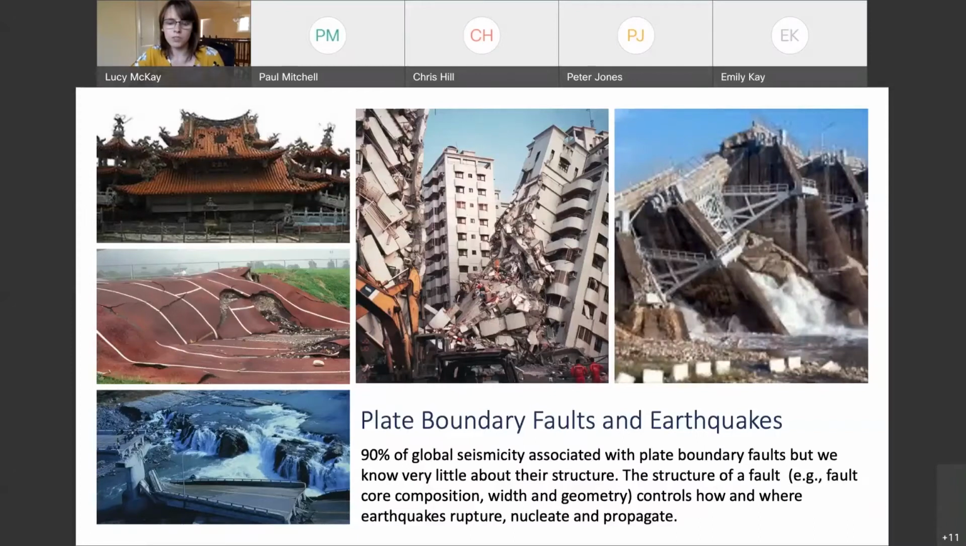Subsequent field investigations related these changes to variations in the fault structure. For example, the width of the clay zone in the fault core or the geometry of the fault, which in turn controlled how the fault moved. Therefore, it is important to understand the internal structure of large plate boundary faults if we are to better understand and mitigate damage from future events.